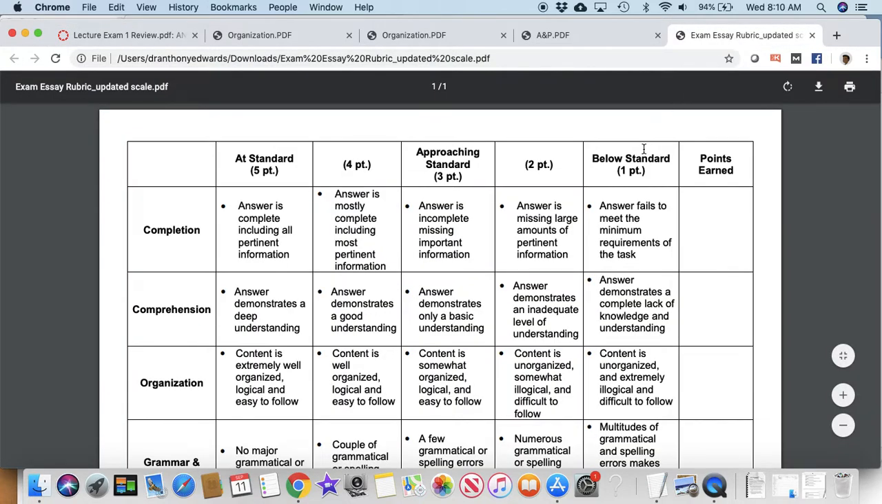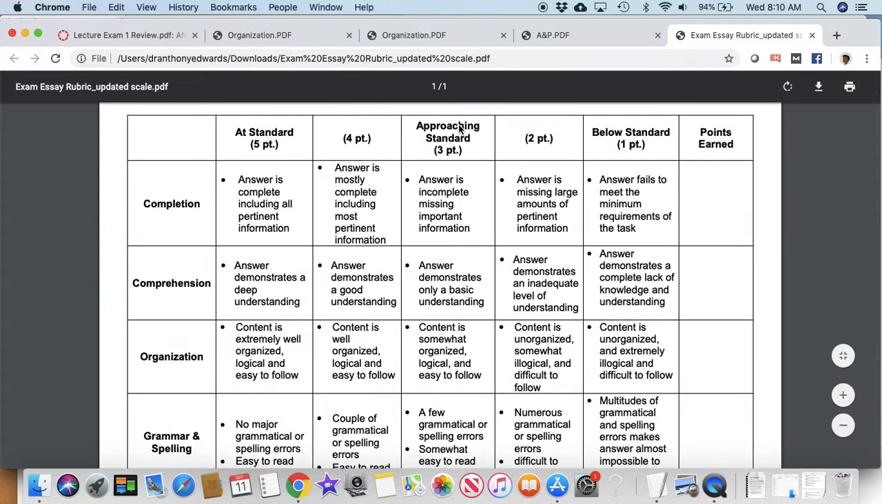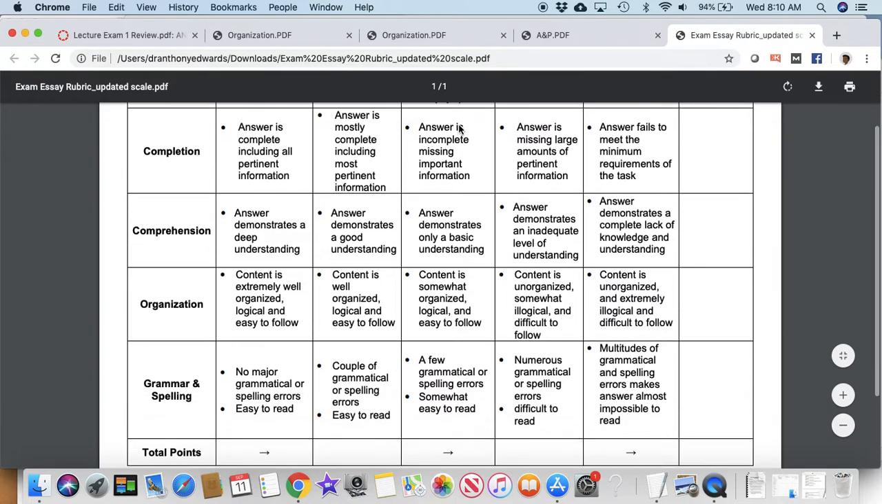Okay, and in terms of how that essay is graded, it's graded on a rubric. It's basically on your completion, how complete the information is, whether it's fully complete or missing information, your level of comprehension, your level of understanding in your short answer essay response, the content and whether it's extremely well organized or not, as well as grammar, making sure there's no grammatical or spelling errors and making sure that it's easy to read.